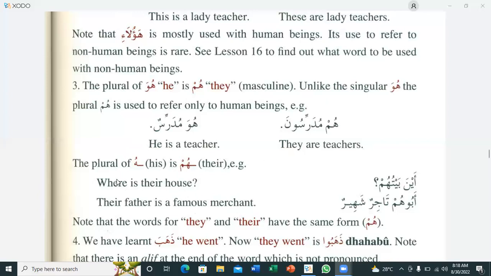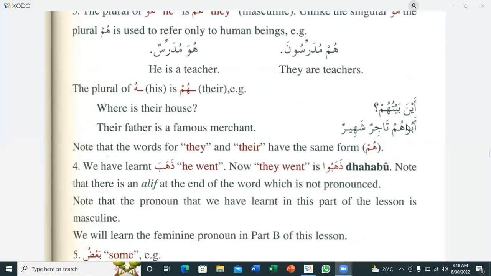The plural of hu is hum. Hu means his and hum means their. Like if we say, aina baitu-hum, that means where is their house. And if we say aina baitu-hu, that means where is his house. And if we say abuhum tajirun shahirun, that means their father is a famous merchant. Hum is used for their. Note that the words for they and their have the same form, hum.